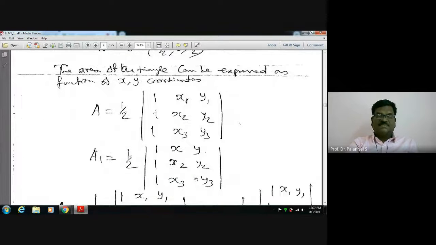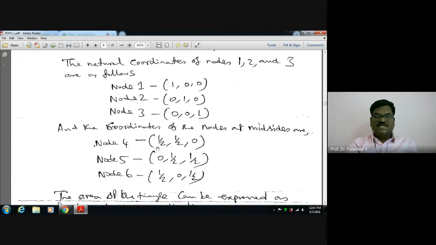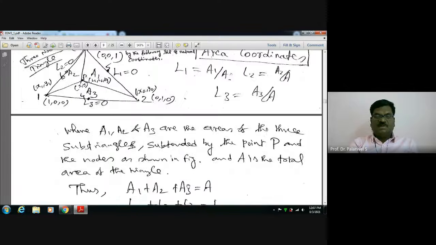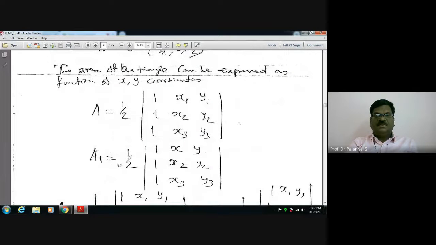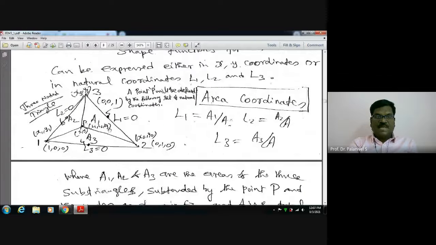This is all in the matrix method of structures, in the matrices you have studied. How do you get the area of a triangle in matrix form? A equal to half into the determinant; this way you have to write. This is already well established. How do we get the area of the subtriangle A1? For that, what to do?